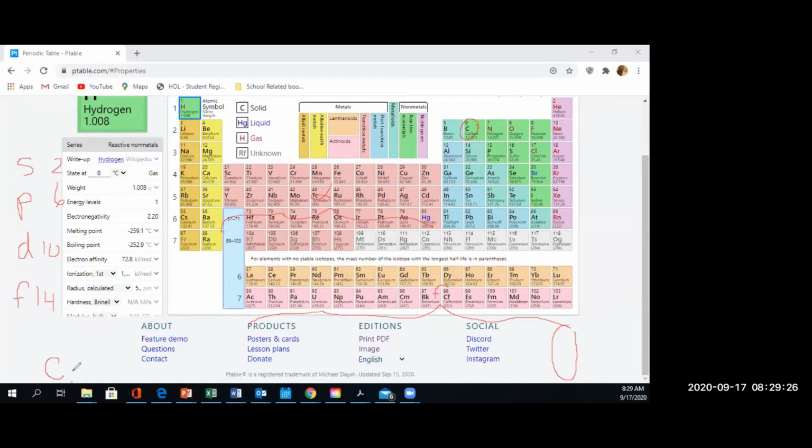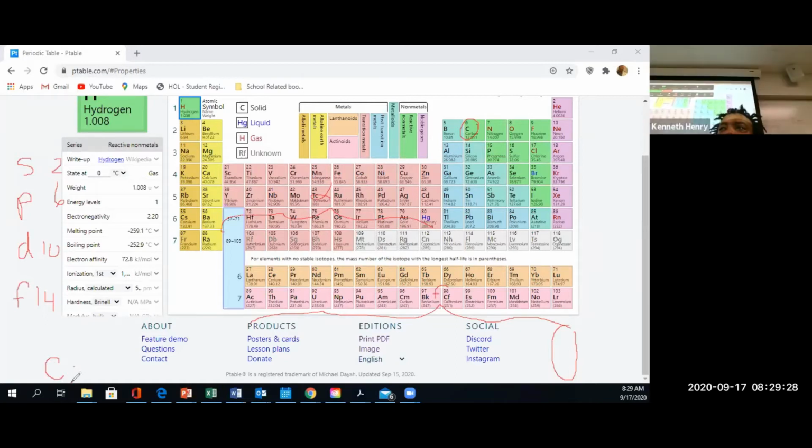Okay, so we're talking about carbon. The way we would go about carbon, we start off with the very first electron. The very first electron is going to be in the 1s, right? Is the 1s going to be completely full? Yes.